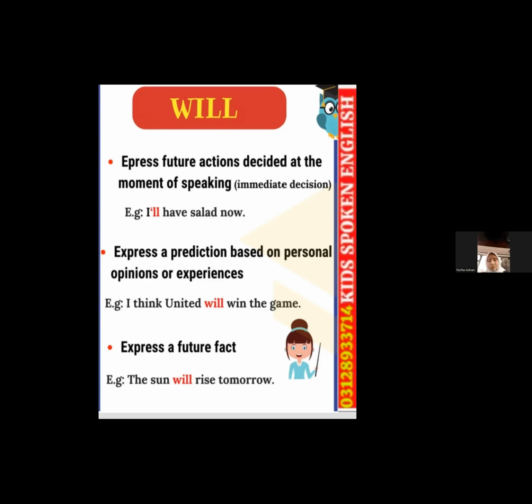And whenever we express a prediction based on personal opinions or experiences, means ke koi baat aap uske liye batao, jaise ke agar aapse koi puche ke aapko kya lagta hai jab India Pakistan ka match ho raha ho, kaun jeetega, to aap bologe I think Pakistan will win. Mujhe lagta hai Pakistan jeet jayega. So, aapne isme kya kiya? Prediction di, apna opinion diya, apni raay di. Prediction means, matlab aapne guess kiya ke lagta to aisa hi hai ki Pakistan jeet jayega.